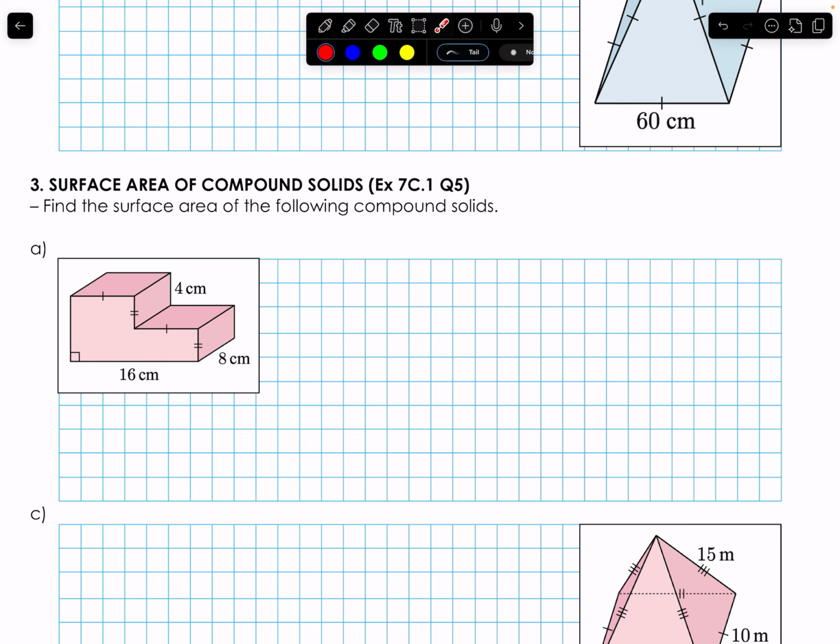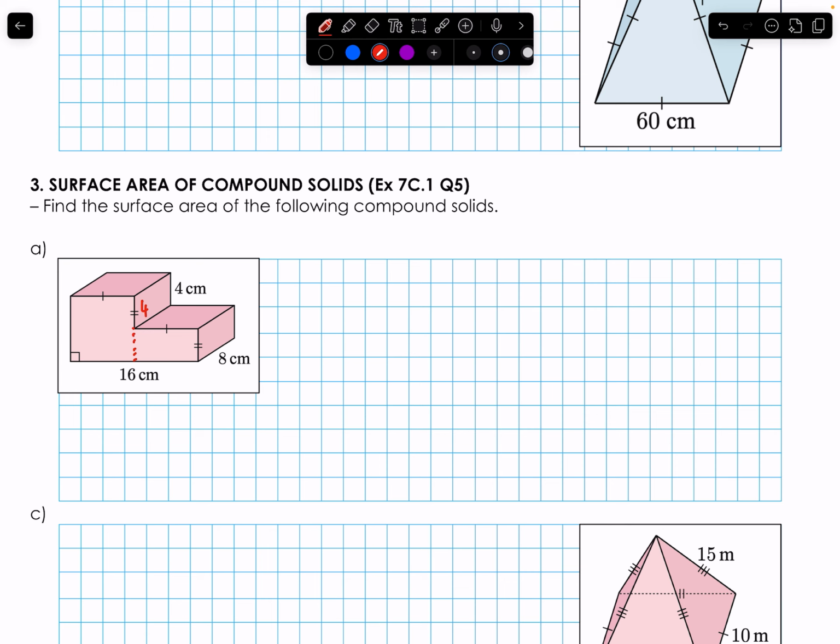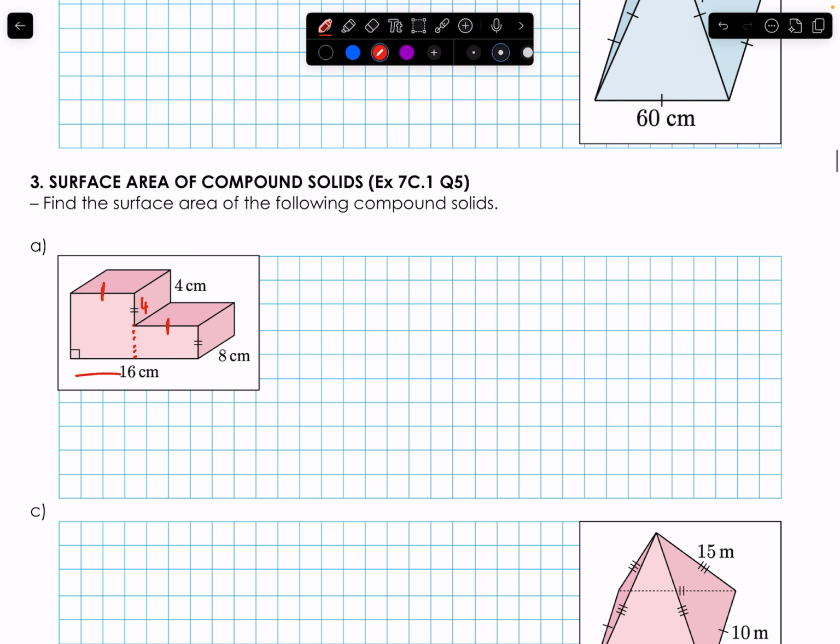You don't have a formula for the area of an L shape. But if you break it up, what do we know? This is 4. We know that these two are the same, but the whole thing is 16. So what does that tell us? This must be 8 centimeters, and this must be 8 centimeters too. If these two are 4, then this should be 8 centimeters as well.